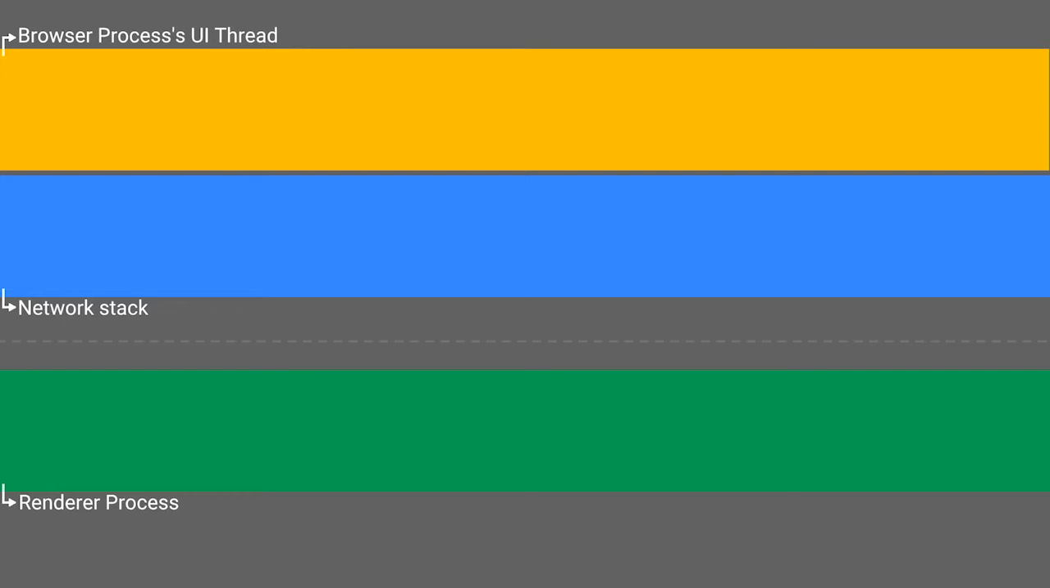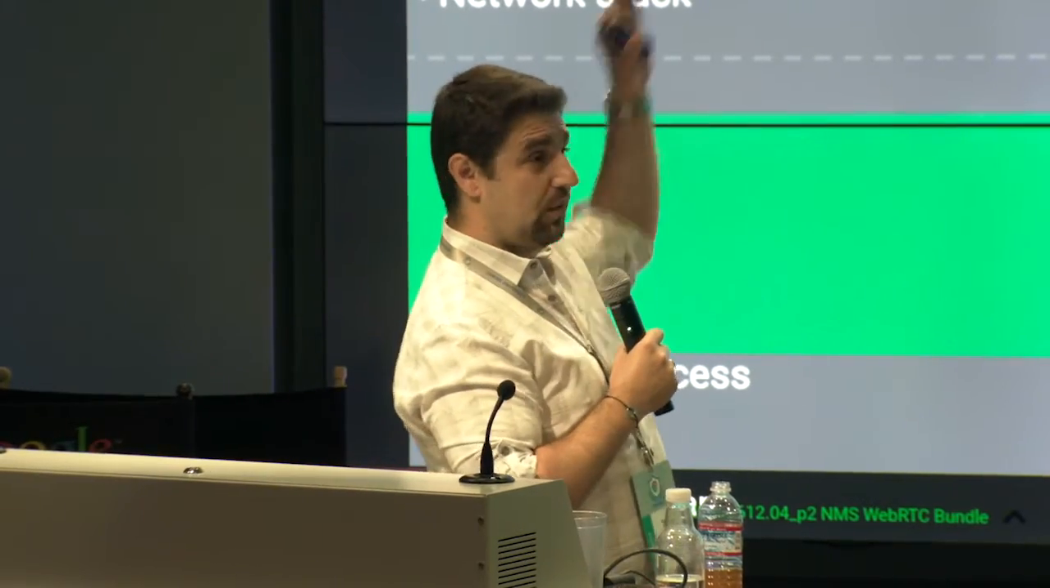The blue one is the network stack. I'm going to purposefully use the word network stack because it kind of abstracts what happens. Because today, the network stack runs on the browser process IO thread. Network service today, before we've launched it fully, runs on the browser process IO thread. However, it's going to run in a separate process. So what's important is the network stack runs on a different thread of execution from the UI thread or the render process.